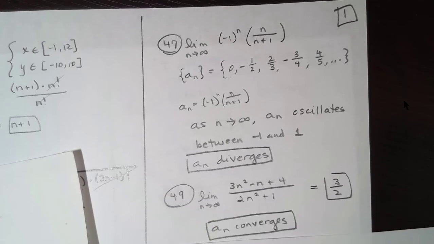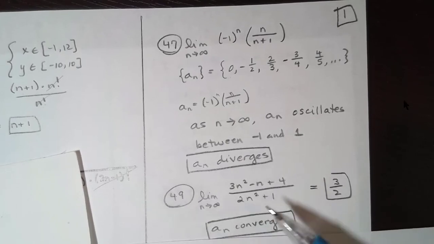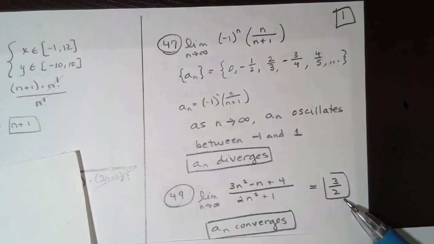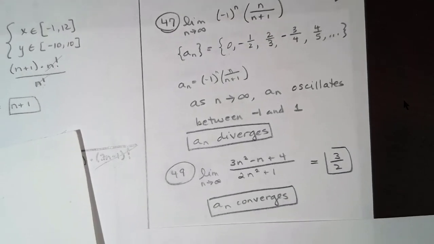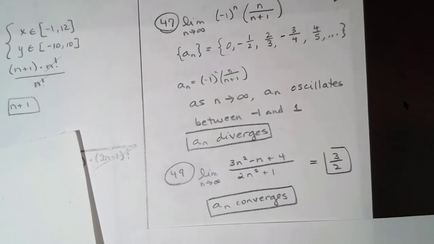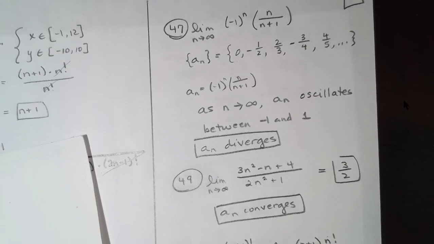Again, we can use our exponent rule. As n goes to infinity, I have the same degree, so it's the ratio of the leading coefficients. So a_n, my nth term, converges, my sequence converges.